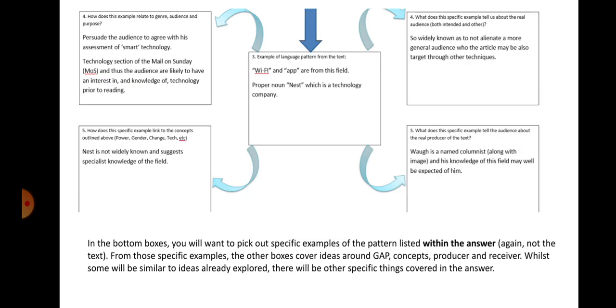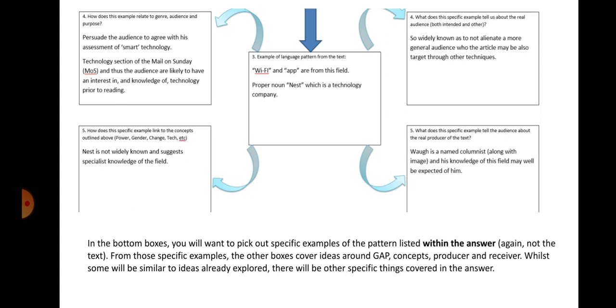As you go further down, the middle box then chooses specific examples. And it kind of goes back to that funneling idea that I've talked about in the past, where you start with a broad and you go down to the funnel thing. So in this example, they give Wi-Fi and app, which I guess are the ones that are more general, that most people know, of course. So therefore, it's trying to appeal to a broader audience. And then the proper noun Nest, which is a technology company. There are 4 boxes, as you see, coming off of this.